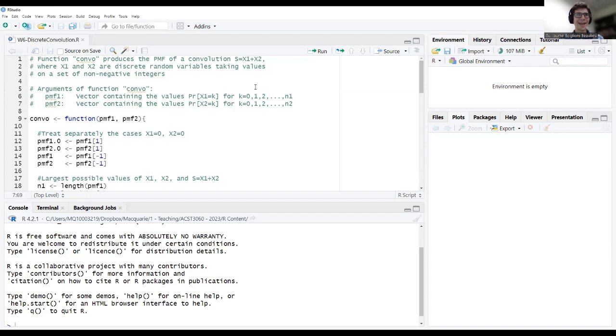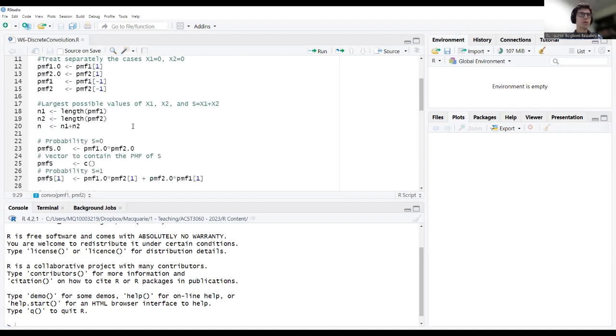Overall, let's focus on the mission at hand, which is to find the PMF of S, the sum of those two things: X1 taking those values and X2 taking those values. We do this in a function, and the arguments of that function are simply two vectors. PMF1 is the vector containing the masses at every value for X1: the probability that X1 is 0, then the probability X1 is 1, then the probability X1 is 2, and so on. And same thing, PMF2 is the vector containing the probabilities for all possible values of X2. Those are my arguments, and then the function is going to do the convolution.